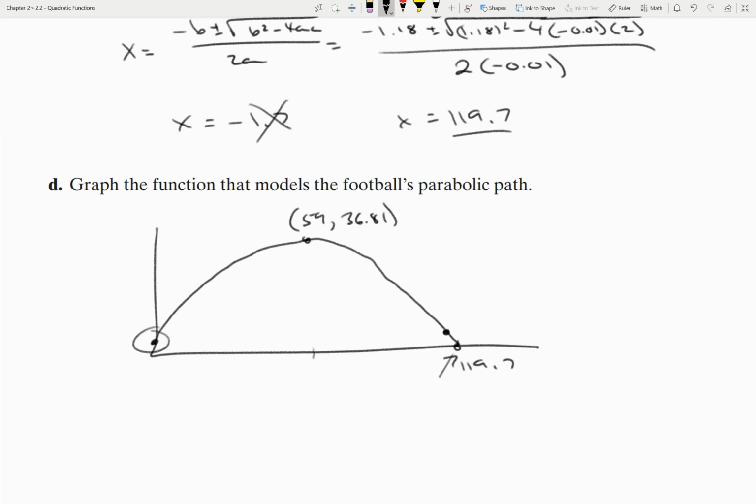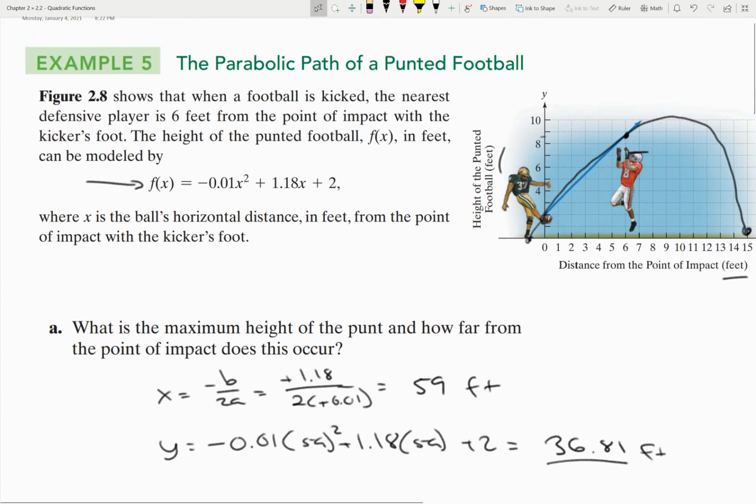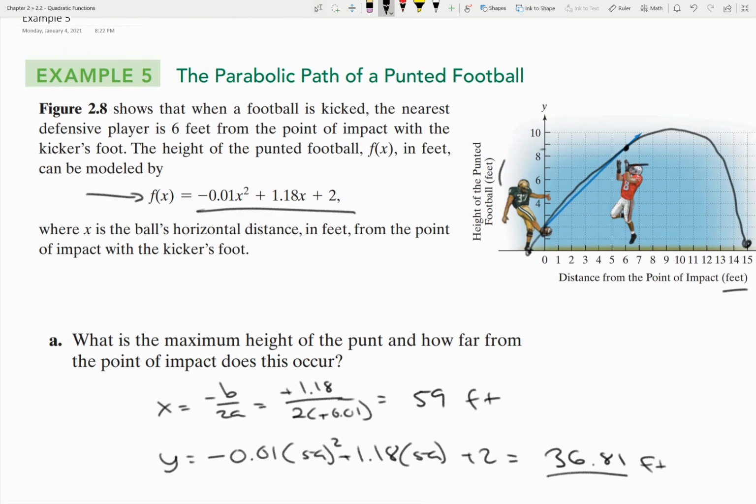Then 59 would be in between those two points, but not when we consider that we started a little bit higher, okay? So we can do this with any word problem that we have with a parabola. The most important points that are going to answer most of the questions about a quadratic function are the vertex and the intercepts.